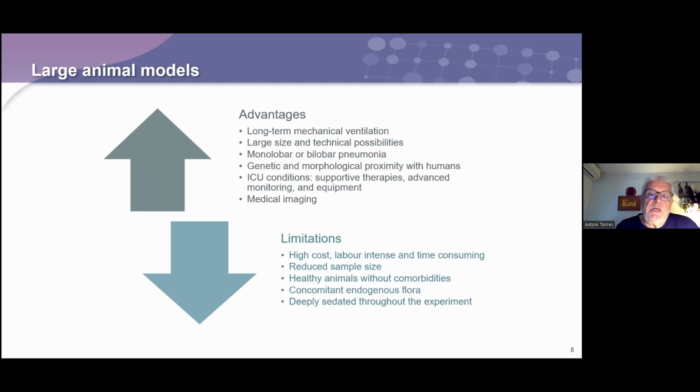But the limitations obviously are high cost and reduced sample size. You cannot study a lot of animals. Usually we study 6 to 8 per group. They are healthy, or they were healthy animals without comorbidity. They have concomitant endogenous flora that is different compared to humans, and they were deeply sedated throughout the experiments.